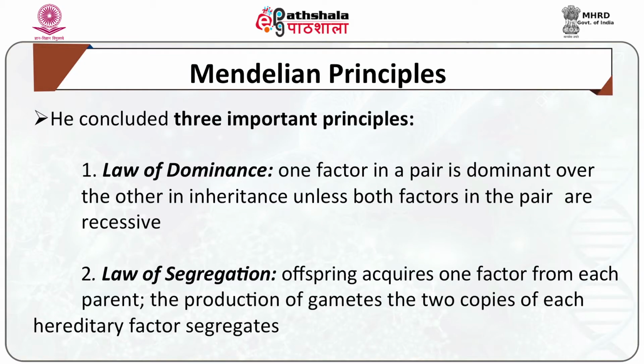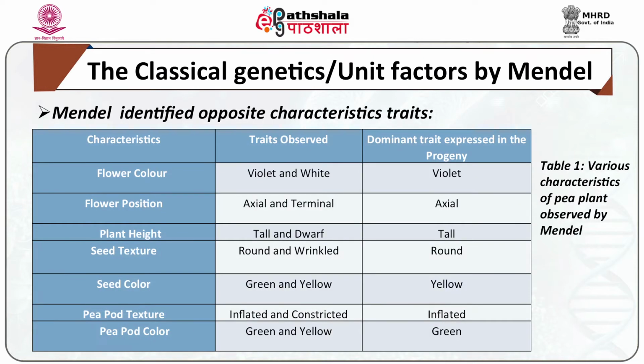After analyzing his result, he concluded three important principles referred to as the laws of Mendel, or the Mendelian Principles. The first is the law of dominance. This principle states that one factor in a pair is dominant over the other in inheritance, unless the other factor in the pair is recessive. The progeny will express the dominant trait, shown in table 1.